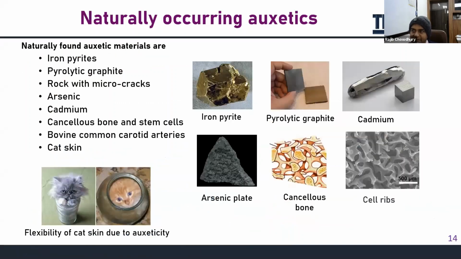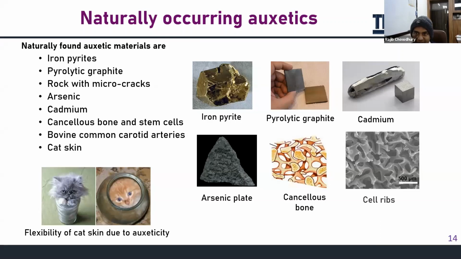Now, if you are talking about everything being man-made, artificial or synthetic material or structure, does anything occur in nature? Yes, it does. If you closely look at cat skin, it is very, very flexible, and that flexibility comes from its auxetic nature. There are also certain naturally existing materials, something like iron pyrite, cadmium, arsenic plate, etc. These show naturally occurring auxetic or unusual behavior.